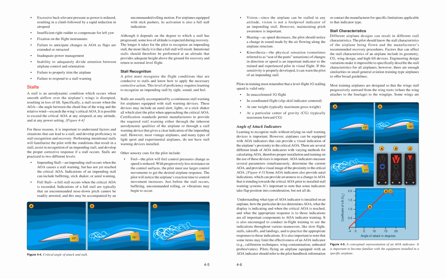However, most vintage airplanes, and many types of light sport and experimental airplanes, do not have stall warning devices installed. Other sensory cues for the pilot include: feel. The pilot will feel control pressures change as speed is reduced. With progressively less resistance on the control surfaces, the pilot must use larger control movements to get the desired airplane response. The pilot will notice the airplane's reaction time to control movement increases. Just before the stall occurs, buffeting, uncommanded rolling, or vibrations may begin to occur.